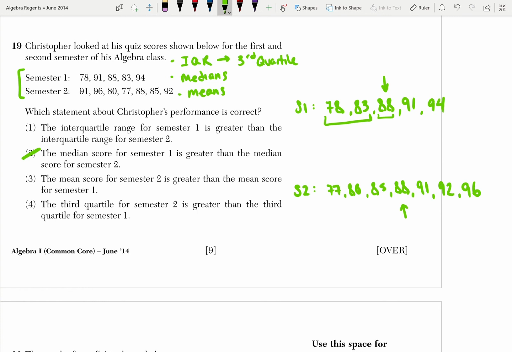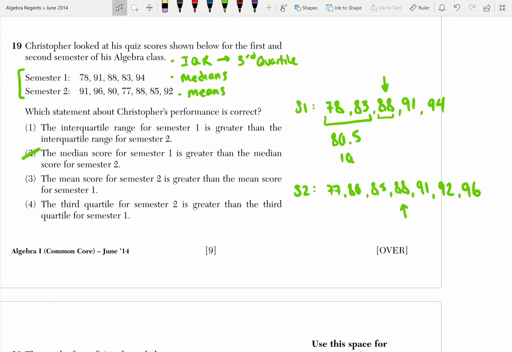Okay, since there's two numbers here, in order to find the median, we would just have to take the average of those two numbers. So we would do 83 plus 78 divided by 2, which gives us 80.5 is our first quartile here. So I'm going to write 1Q.